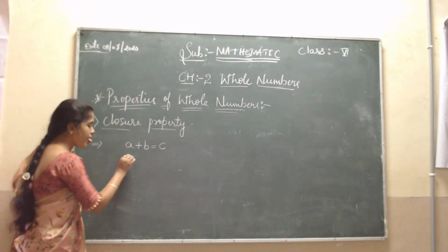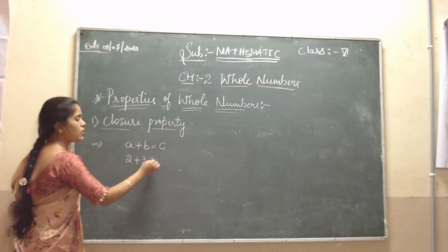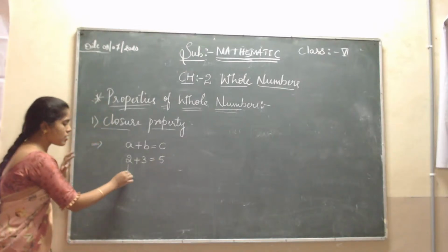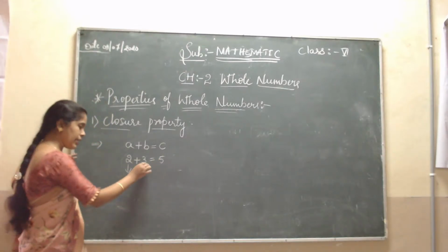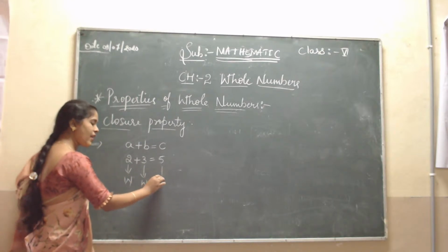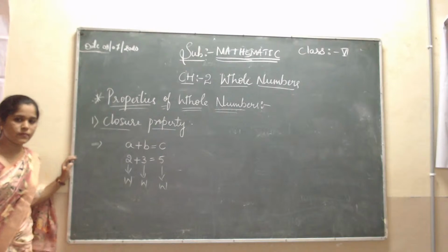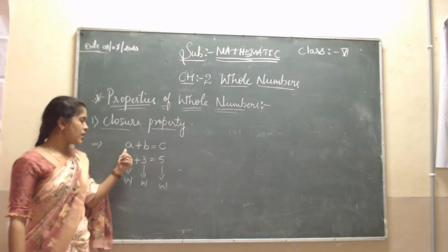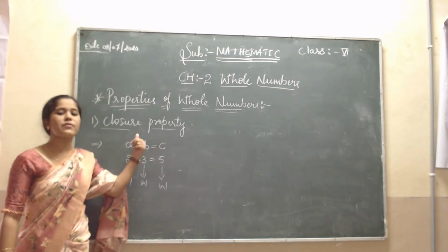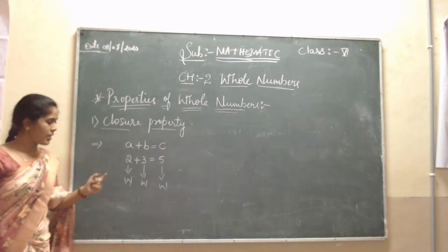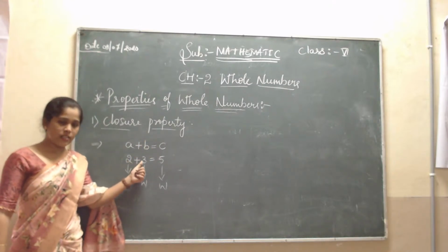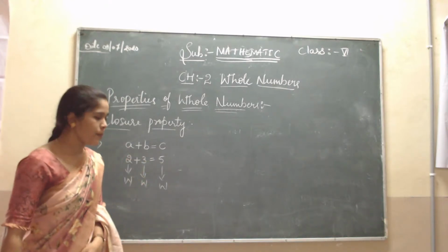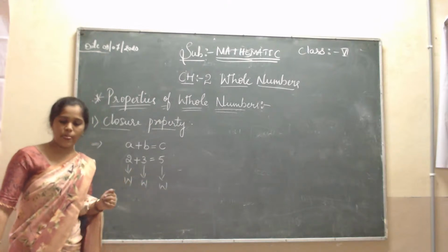Let's see one example. 2 plus 3 equals how much, dear students? 2 plus 3 equals 5. 2 is a whole number, 3 is a whole number, and 5 is also a whole number. In closure property, if we add 2 whole numbers, we will get a third one that is also a whole number. In addition, 2 plus 3, these are two whole numbers, and when we add them, we get a third one also a whole number. 2 plus 3 is 5, and this 5 is also a whole number.